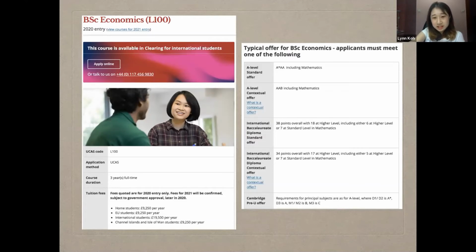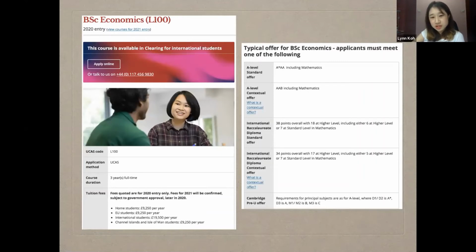So, okay, the entry requirements are A*AA, including mathematics for A-levels, and 38 points for IB. I was an A-level student myself, and I did double maths, physics, and economics. So I will be more familiar with that if there are any questions regarding entry requirements. Please note that this is for economics, and there are others such as economics and finance, economics and accounting, etc. The entry requirements for economics and finance and such are different as well.